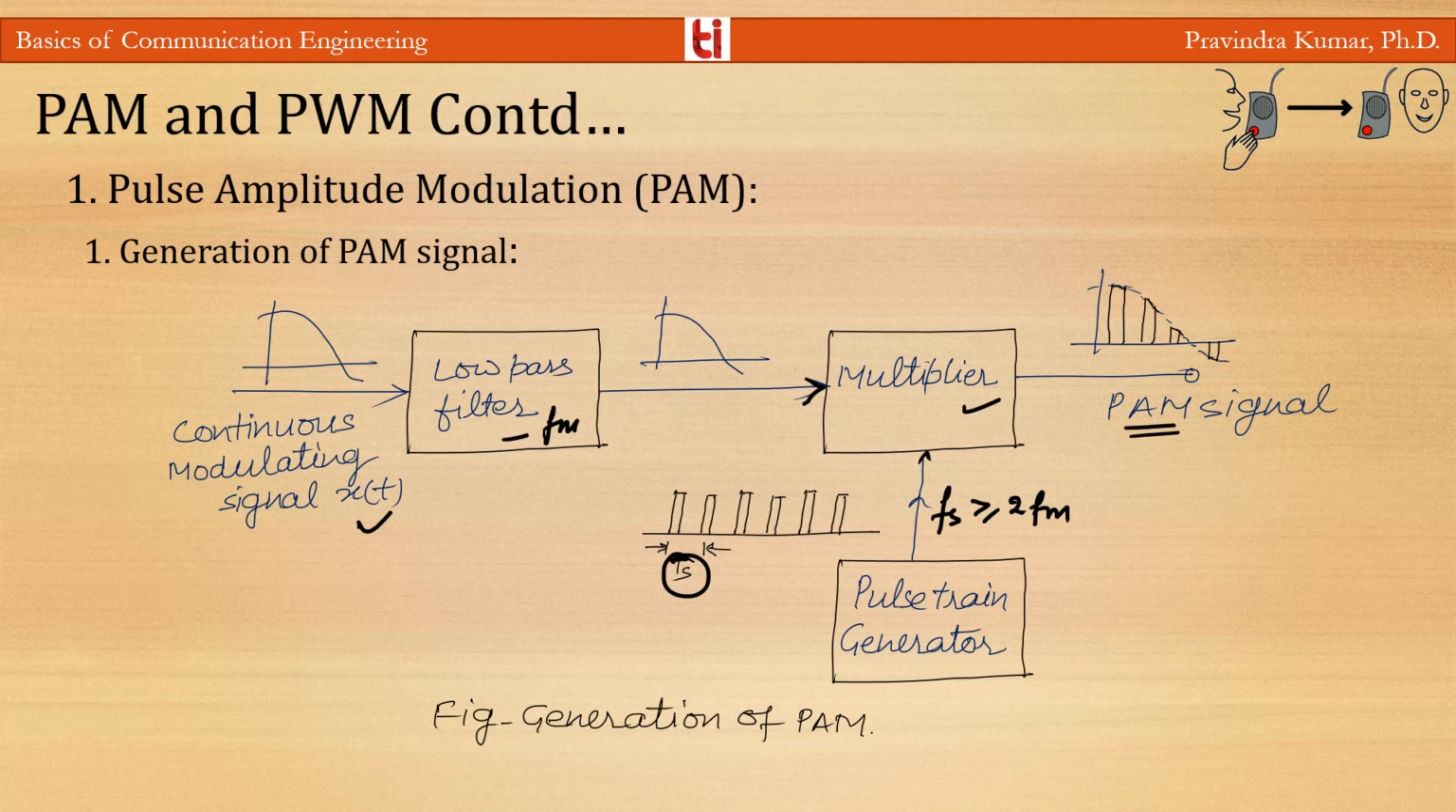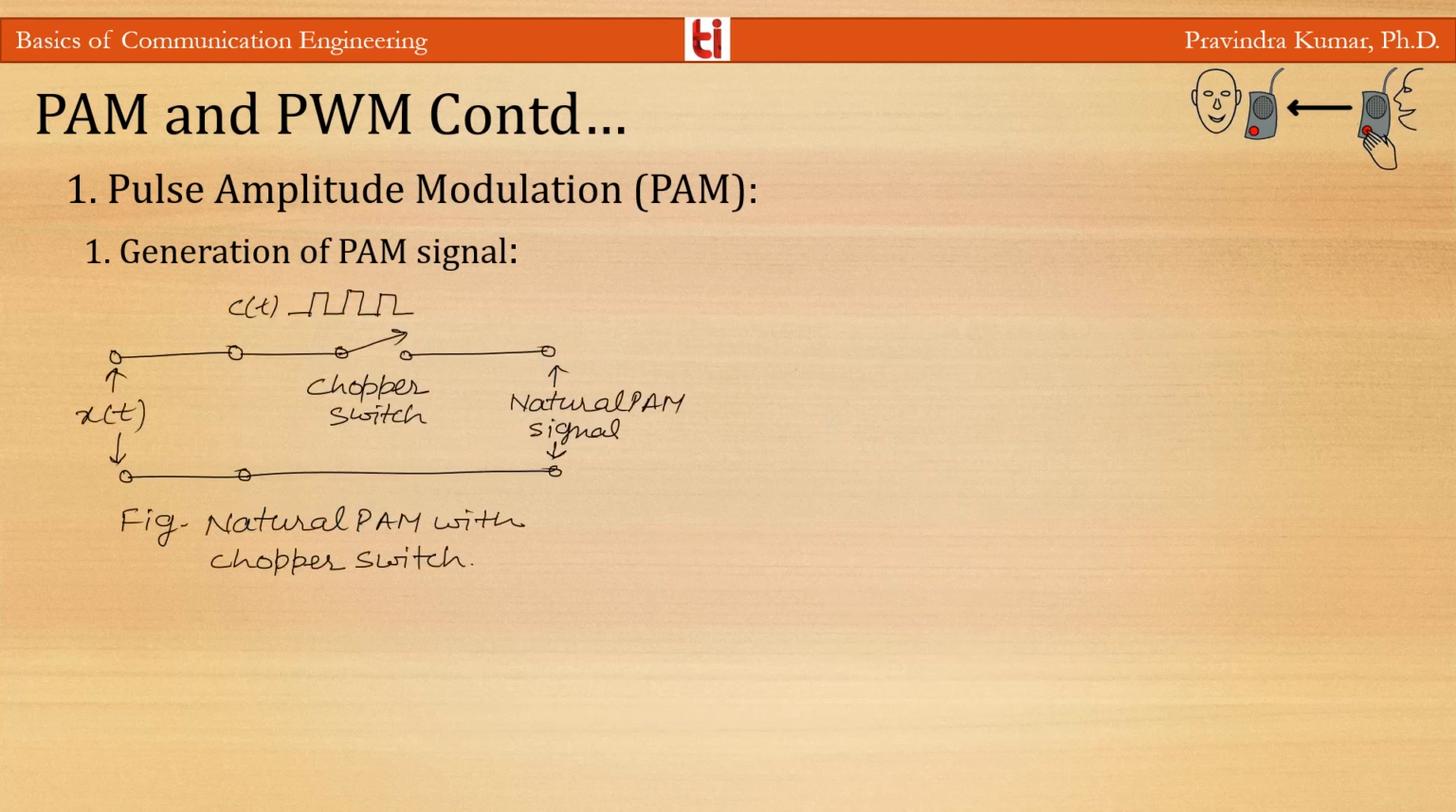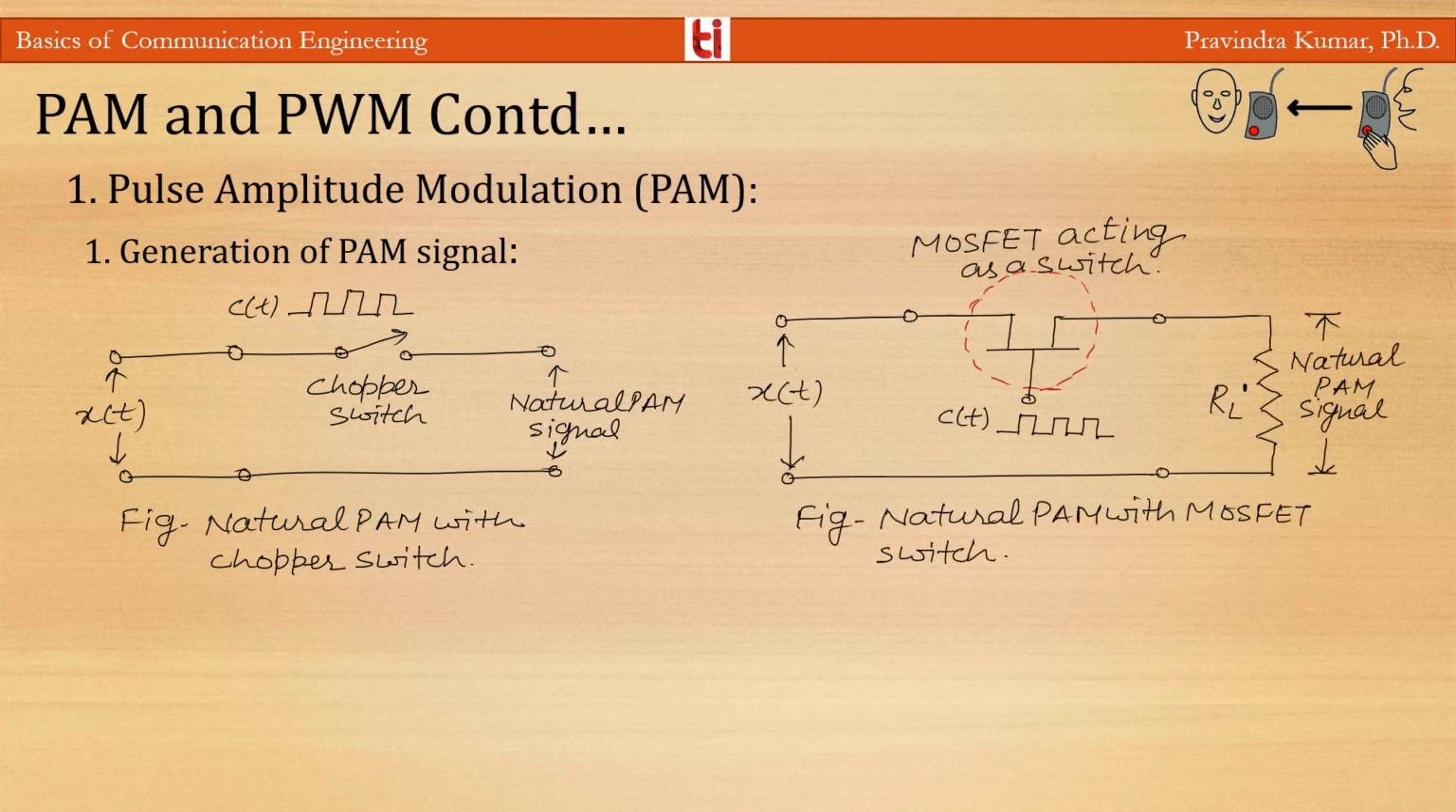The generation of a natural PAM signal can be done with a chopper switch, and the chopper switch is operated with the sampling function c(t), or train of pulses. This chopper circuit can be realized using a MOSFET. At the gate of the MOSFET we apply the train of pulses, and across the load RL we will get the natural PAM signal.